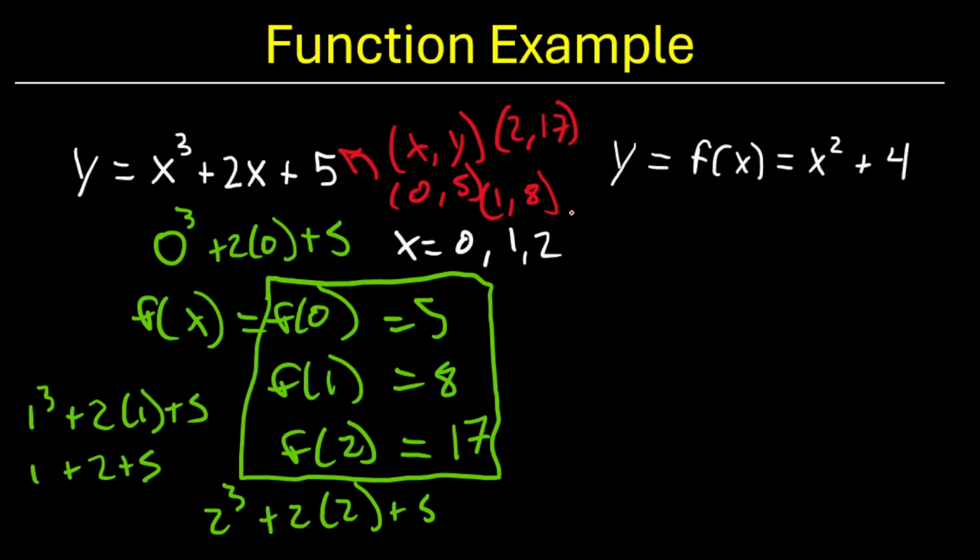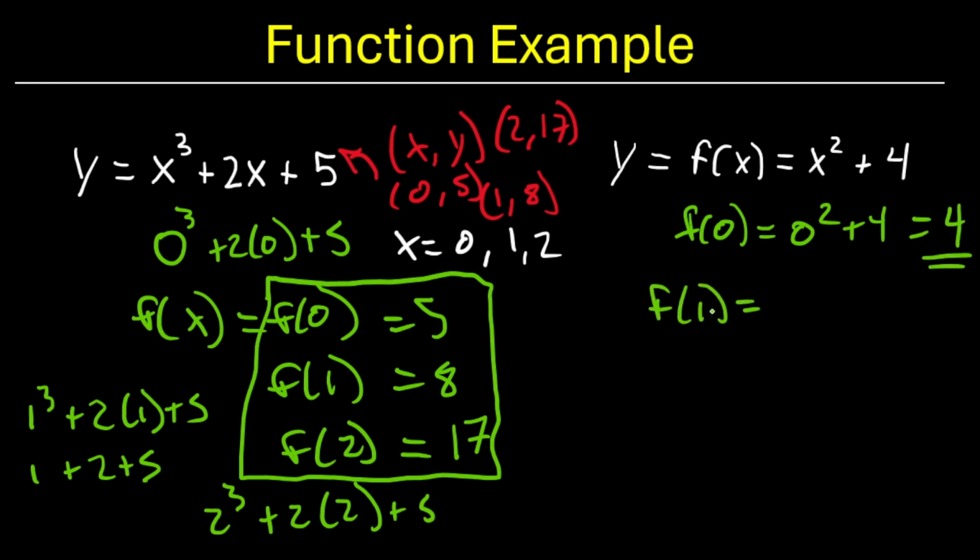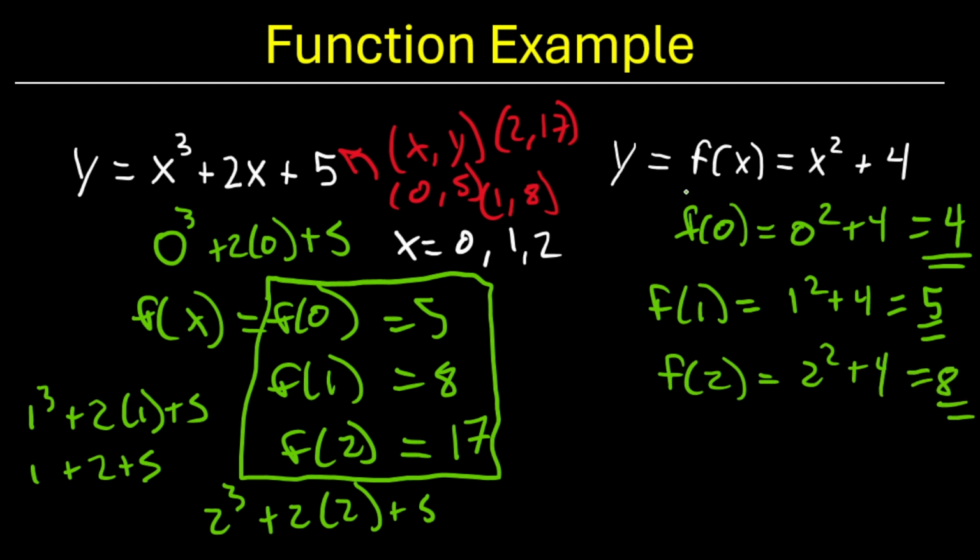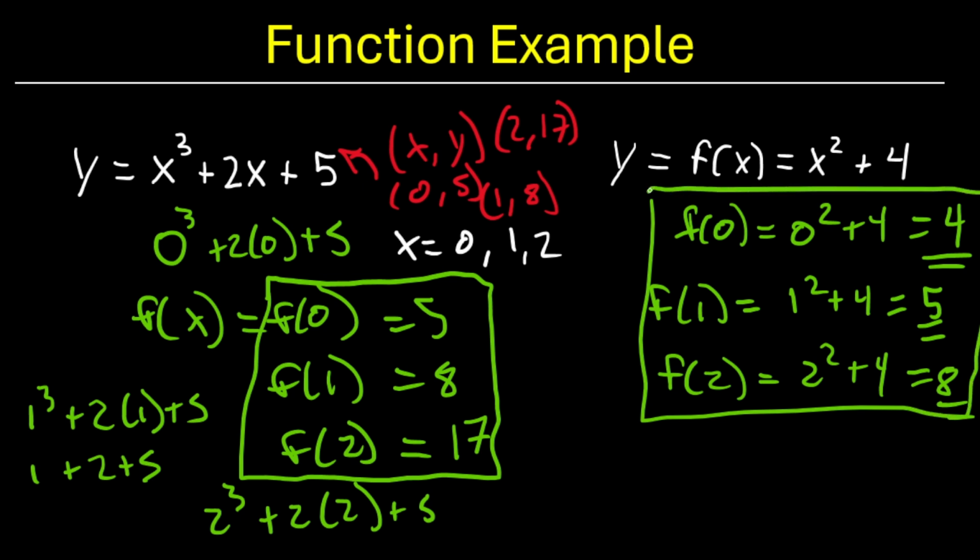Let's look at this function on the right. Again, same inputs. So f of 0 equals 0 squared plus 4, which gives us 4. f of 1, plug 1 in for x, 1 squared plus 4 gives us 5. f of 2 gives us 2 squared plus 4, which is 8. Okay, again, simply just mapping our inputs to outputs.